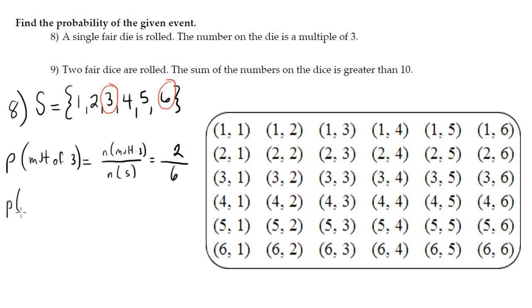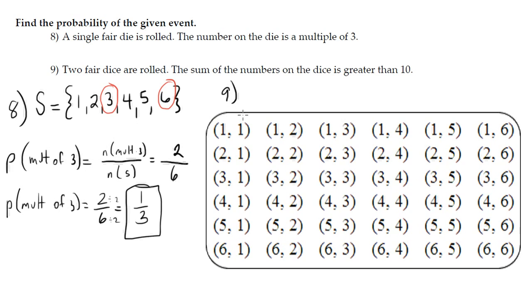So the probability that we roll a multiple of 3 is 2 out of 6, which simplifies, divide each by 2, simplifies to 1/3. There's my probability for number 8.